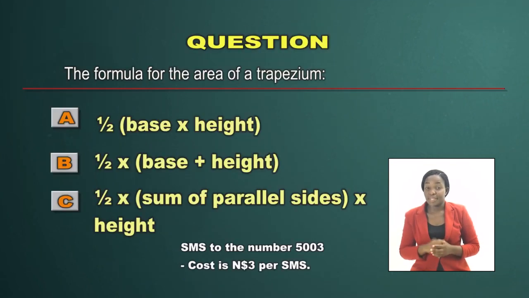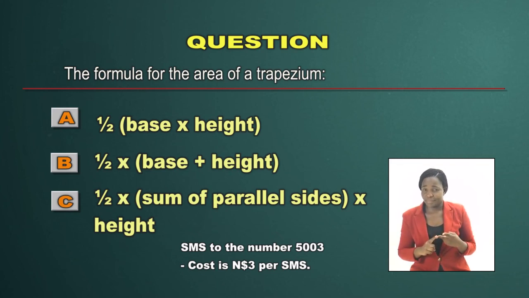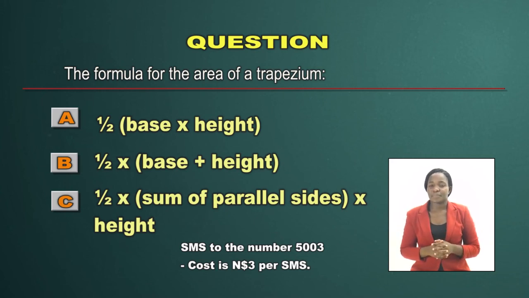The question is, what is the formula to calculate the area of a trapezium? Is it A, half times base times height, B, half times base plus height, or C, half times sum of parallel sides times height?